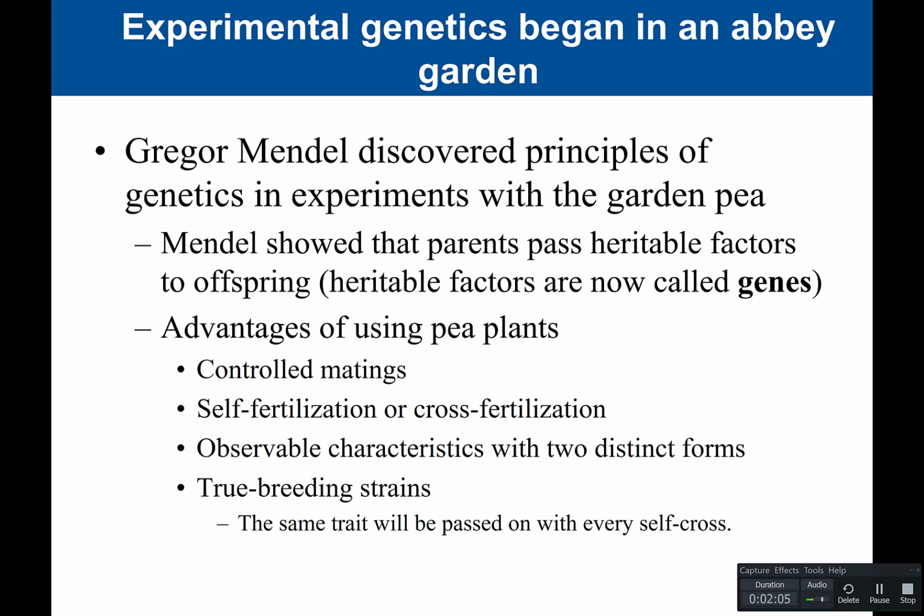The traits that he was looking at were observable characteristics with 2 distinct forms, meaning purple flowers or white flowers, or green seeds or yellow seeds, or round seeds or wrinkled seeds, etc. So this is obviously in contrast. Think about humans. Are there only 2 eye colors? No. Are there only 2 hair colors? No. That gets a little more complicated. He had true breeding strains, which means that the same trait will be passed on with every self-cross. So those white flower plants would always give rise, when self-fertilization, to white flower plants.